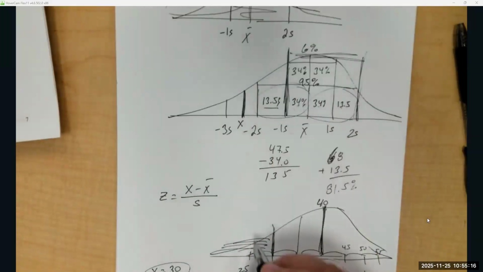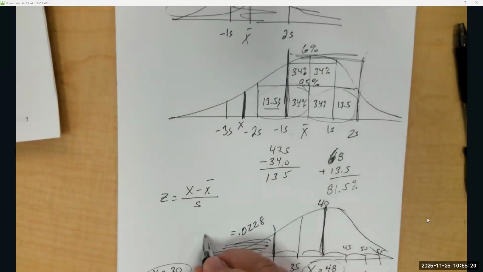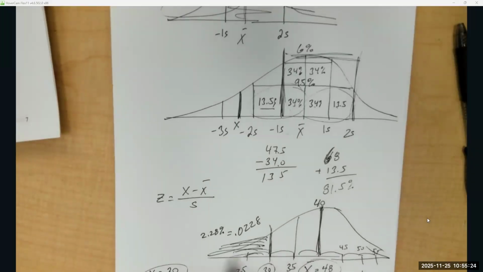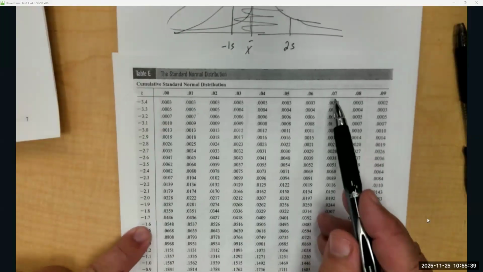So it says that 0.0228, or 2.28% of the data, is to the left of this number. That's how this works. Your z values are found on the left and the second decimal is over here on top.